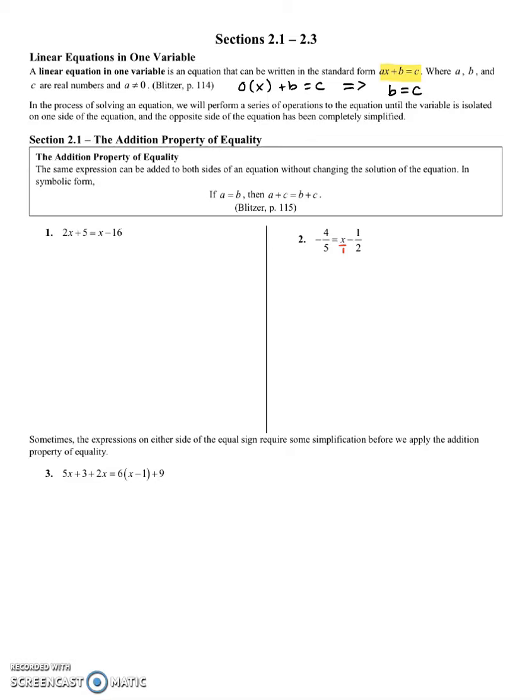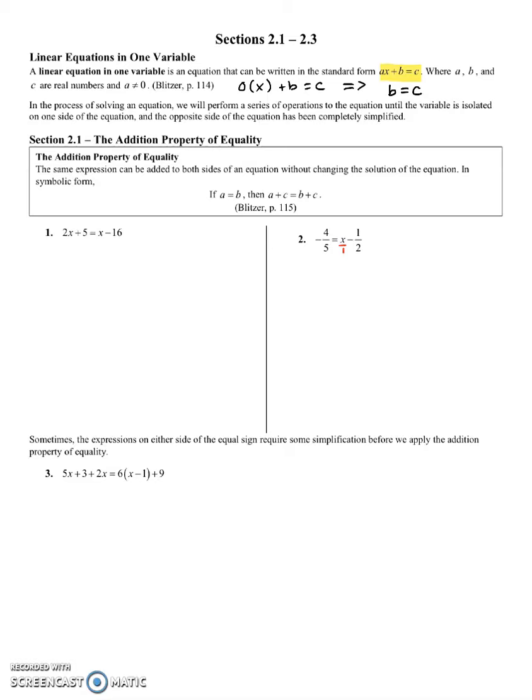So when we solve an equation, we perform a series of operations to the equation until the variable's isolated on one side of the equation, and the other side is a number, and if it happens to be a fraction, we need to make sure it's completely simplified. This brings us to the addition property of equality. So the addition property of equality says that the same expression can be added or subtracted to both sides of an equation without changing the solution of the equation.